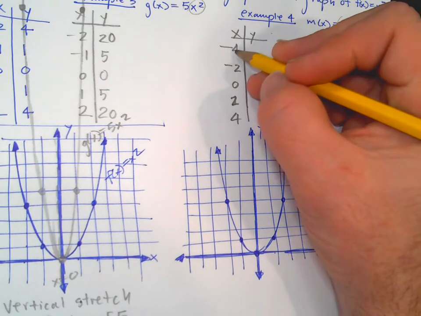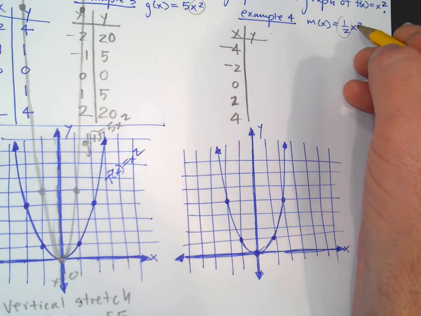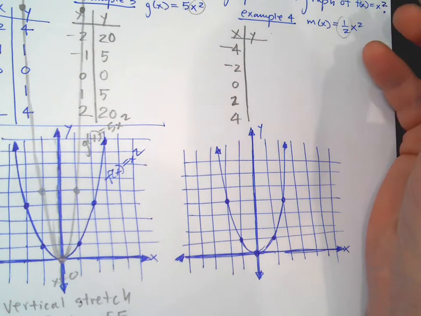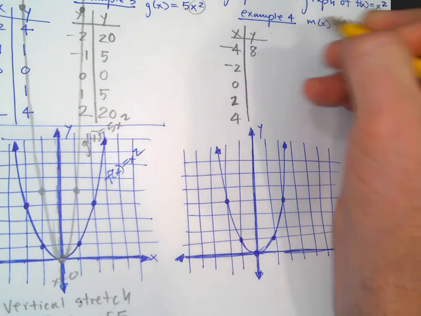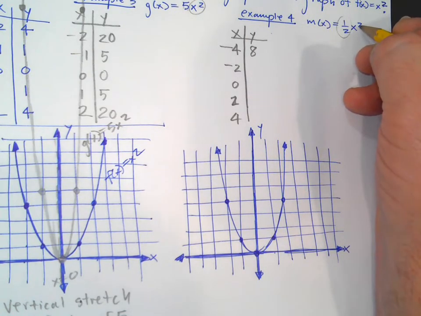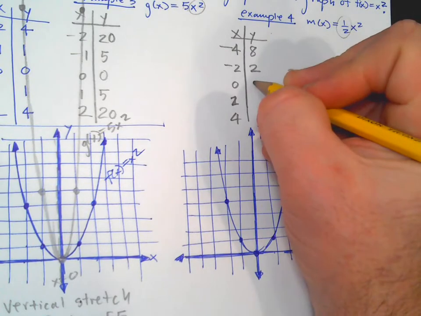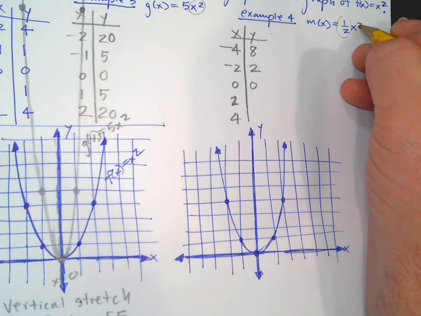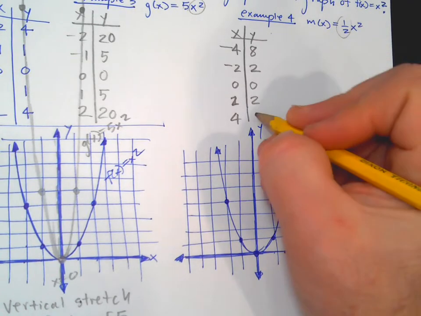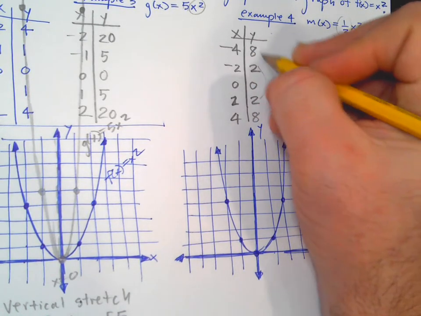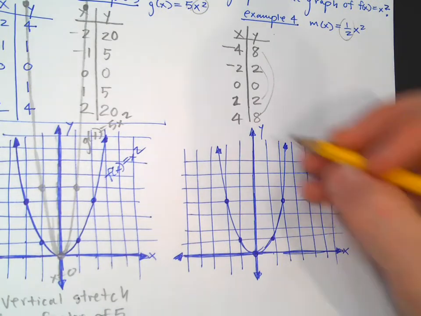So if I do -4 squared, that's positive 16 times 1/2, the same thing as divided by 2, is 8. -2 squared is positive 4 divided by 2 is 2. 0 squared is 0 divided by 2 is 0. 2 squared is 4 divided by 2 is 2. 4 squared is 16 divided by 2 is 8. And again, we're getting these same values because that's the way the graph looks.